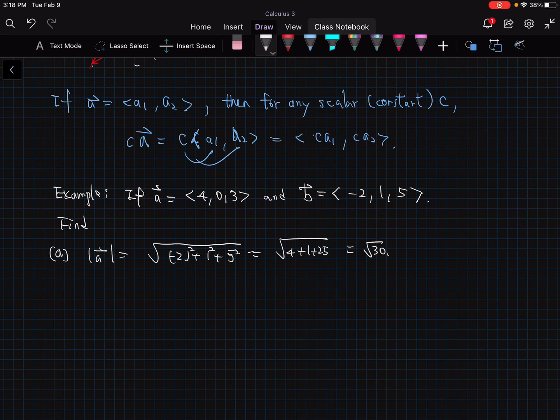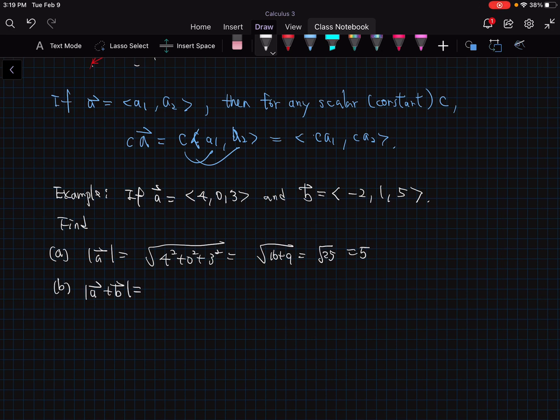Oh, my bad. Not B, A. So let's go back to that again. Sorry, A is (4, 0, 3). So the length of A is the square root of 4 squared plus 0 squared plus 3 squared, which is 16 plus 9, the square root of 25. So the length of A is 5, or the magnitude of A is 5.